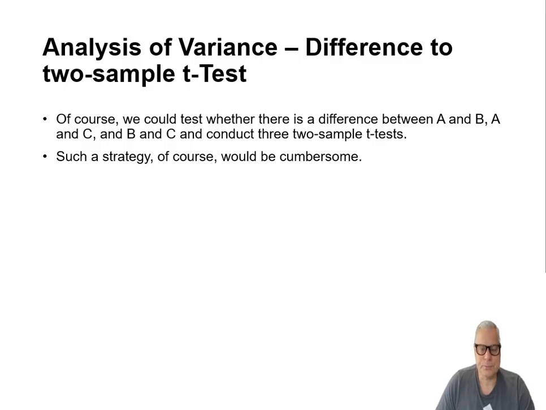So what is the difference to a two-sample t-test? Of course, we could also test whether there is a difference between cookie A and cookie B, between cookie A and C, or between cookie B and C, and then we could conduct 3 different two-sample t-tests. That would work, and maybe it's feasible if you have a few groups to compare, but such a strategy is generally more cumbersome.